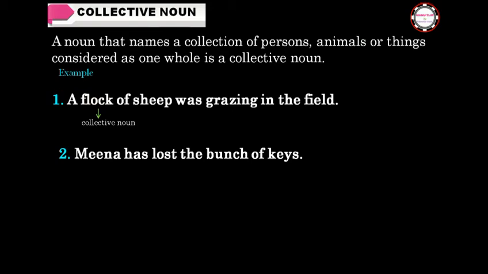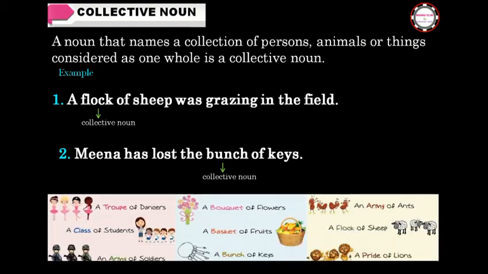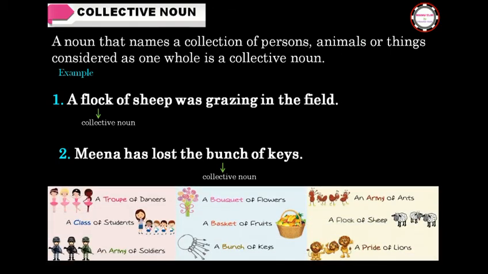Field is a common noun. The second sentence: Meena has lost the bunch of keys. Here, two nouns: Meena and bunch of keys. Meena is a proper noun. Bunch of keys is a set of keys. So, the word bunch is a collective noun. Observe the picture and understand the collective nouns.